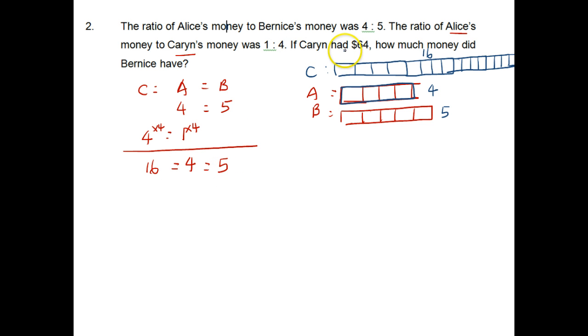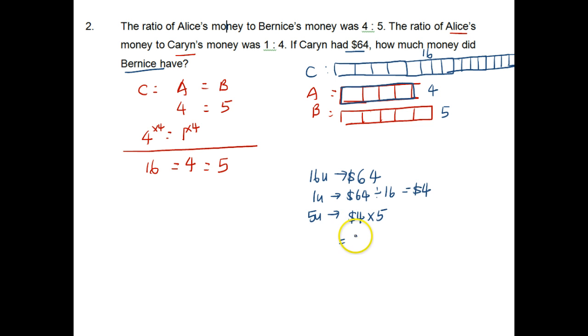If Carlin had $64, so Carlin's 16 units is $64. So 1 unit would be 64 divided by 16, which is $4. And Bernie's would be 5 units. So 5 units is $4 times 5, which is $20.